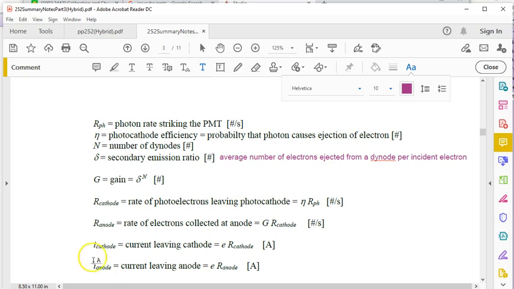Okay. I'll also notice that the anode current is simply the gain times the cathode current. So I could write that I anode is just the gain G times I cathode. Okay, so another way to relate the currents.